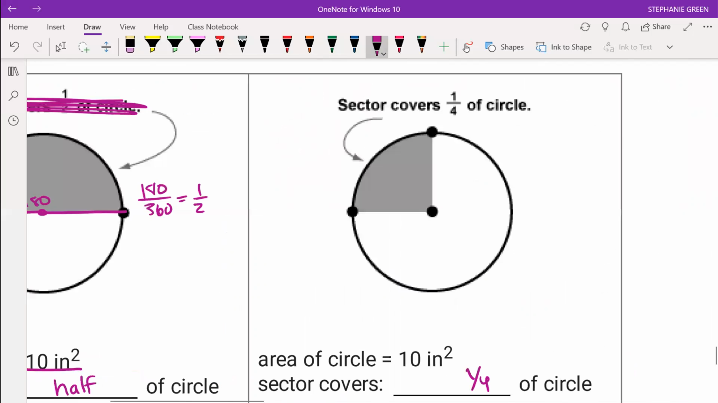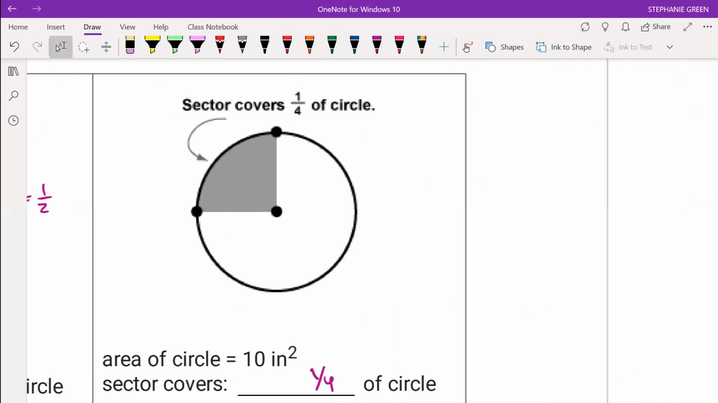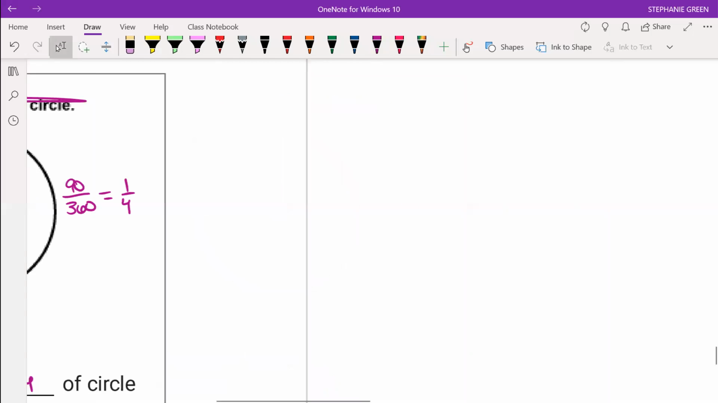Same thing here. We did this in the last section. Instead of telling you that the sector covers 1/4 of the circle, they usually just tell you that the central angle is 90 degrees. And we know 90 is 1/4 of 360 because 90 over 360 simplifies to 1/4. So again, I can do that with any angle measure.